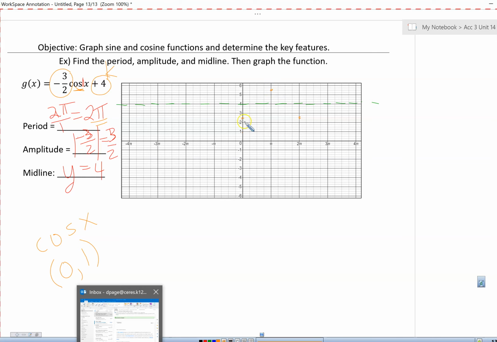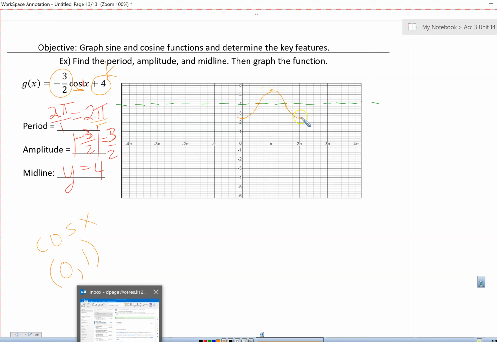Halfway between a maximum and a minimum is a midline point. So we have a midline point there. We have a midline point there. So this is the first cycle, 1 full period of this cosine curve. All right, so now we're going to extend it.